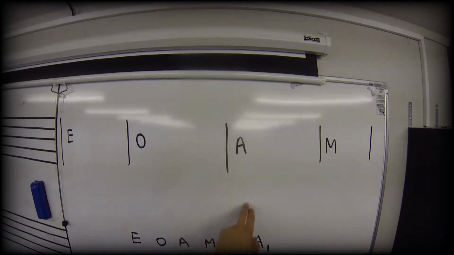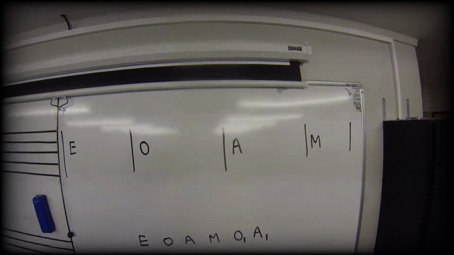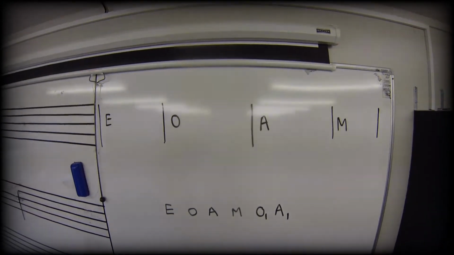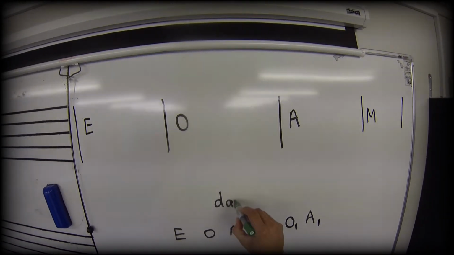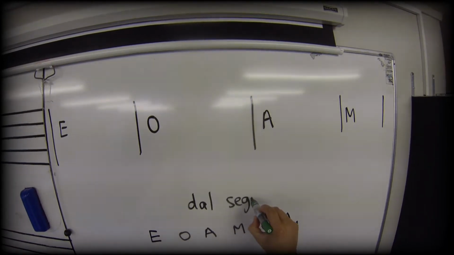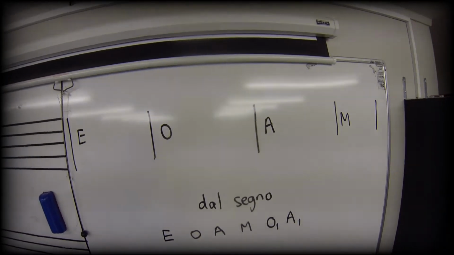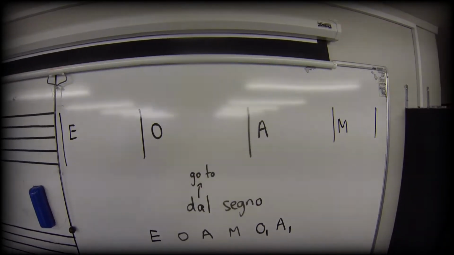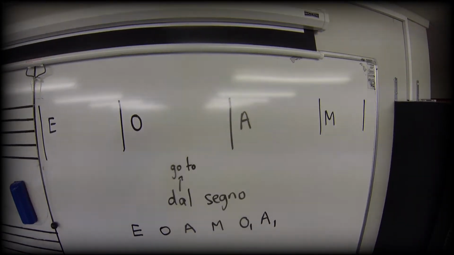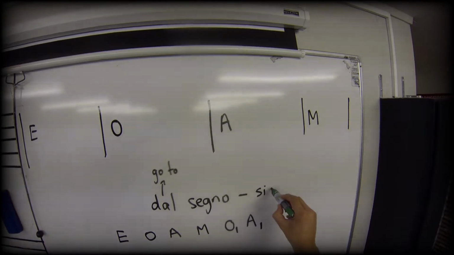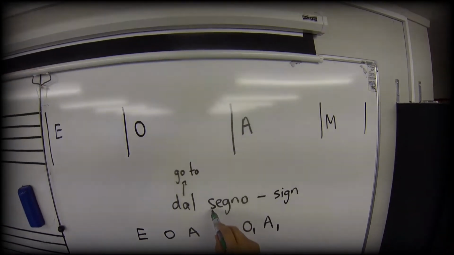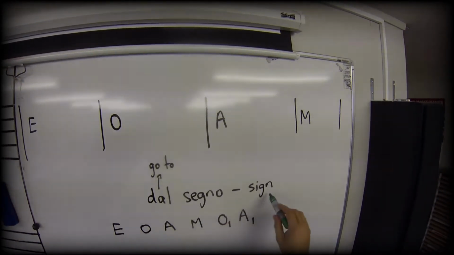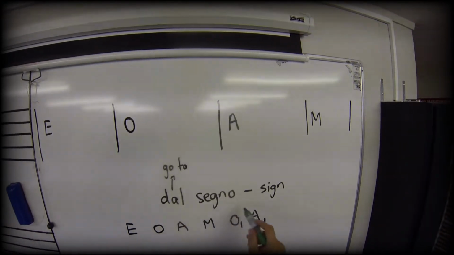Now one of the ways we can set that up is by using a symbol and an instruction called Dal Segno. I'll write that here in Italian, Dal Segno. Now Dal just means go to. Segno is sign, and if you think of the English word S-I-G-N, S-E-G-N, segno, so it's all linked linguistically. So we're going to go to a sign.